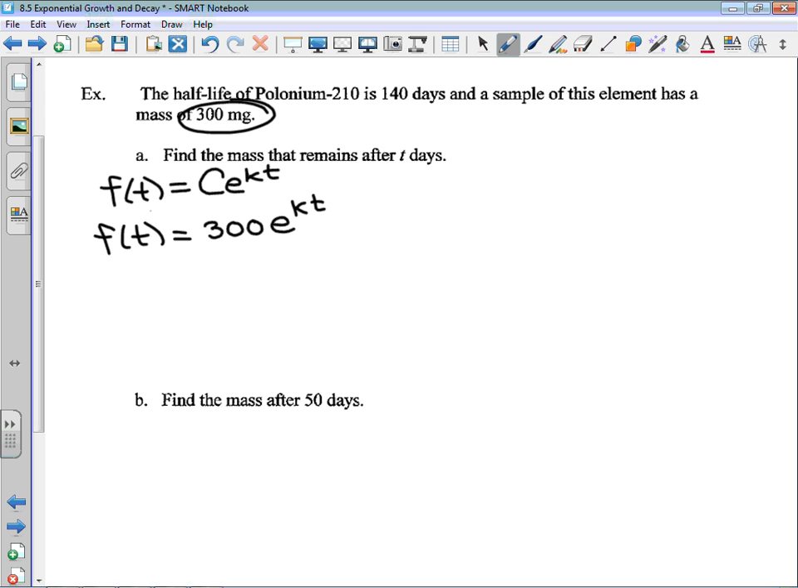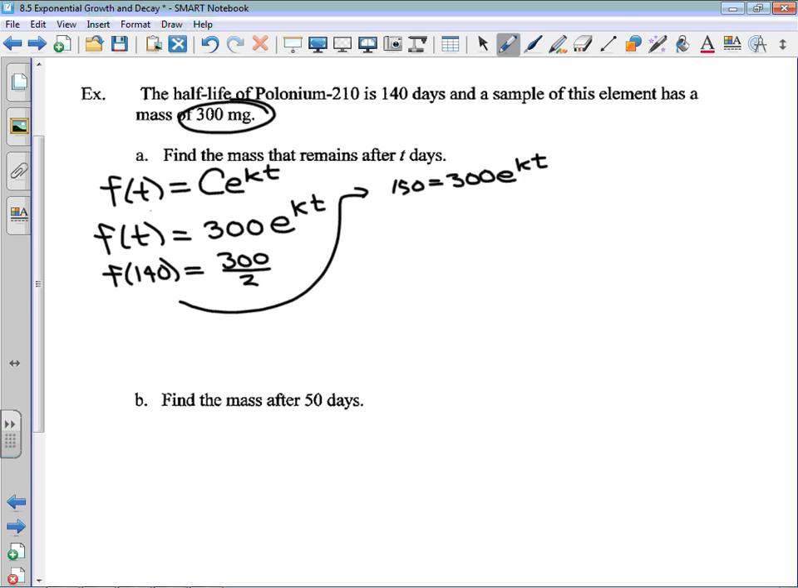I know that in 140 days, I'm going to have half as much. So that means that basically the function f evaluated at 140 will yield half as much. So 300 divided by 2. Now I'm going to use those two together and say that 150 is equal to 300 times e to the power of kt. Sorry, that shouldn't be t, that should be 140. We know that the time elapsed is 140 days. So this is k times 140, and I'm going to solve for k.